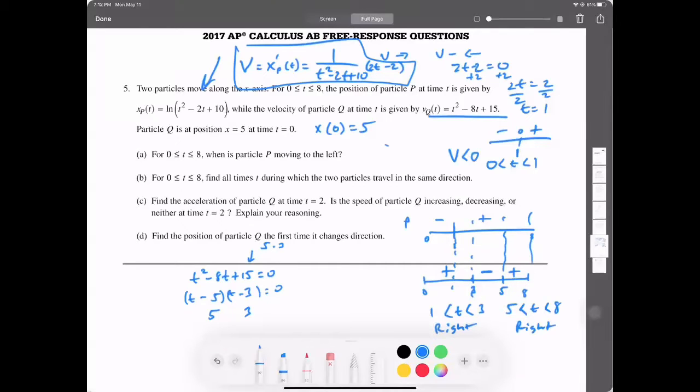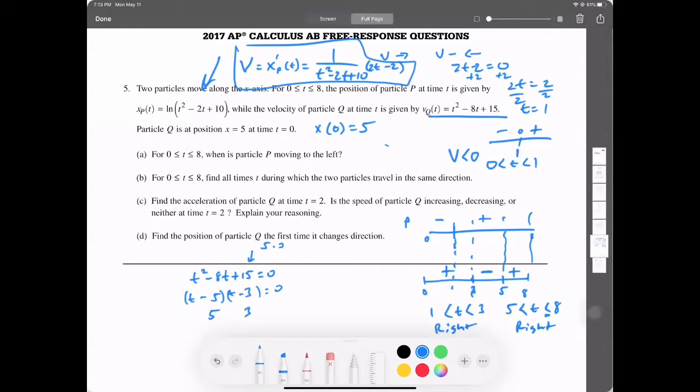Do we have to put the equal sign underneath since it's closed? Like when you're doing 1 to 3, do we have to do 1 less than or equal to t less than or equal to 3? I don't think that they'll burn you for that. They won't care. But if you catch it, that's good.